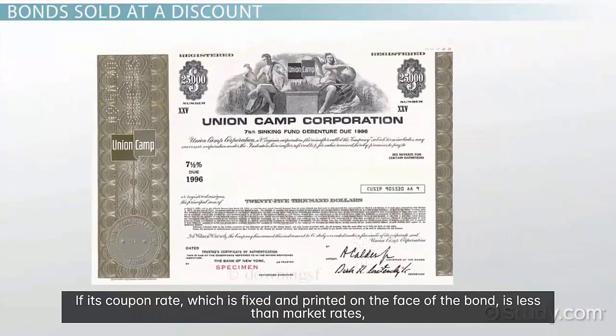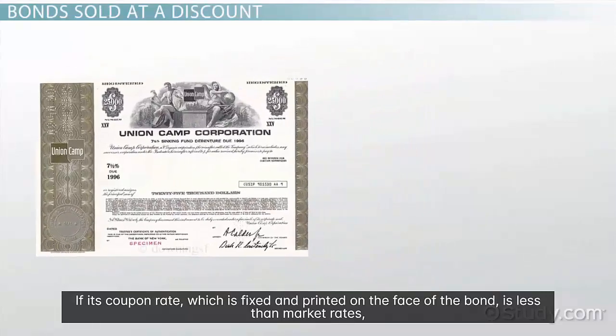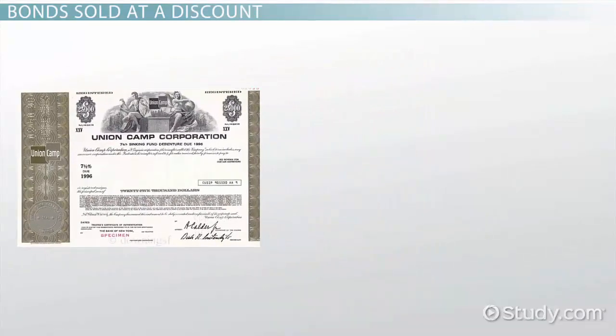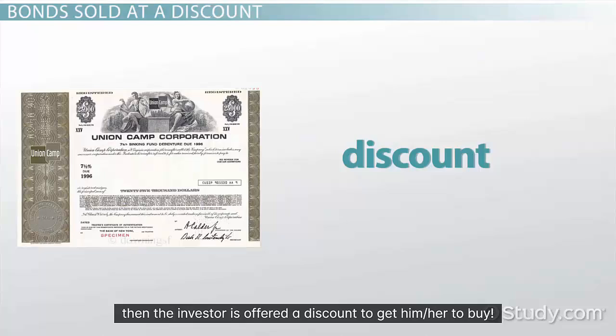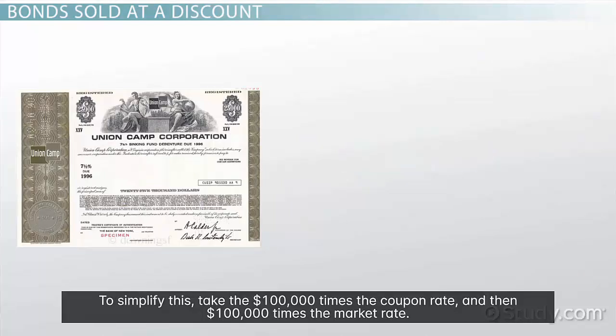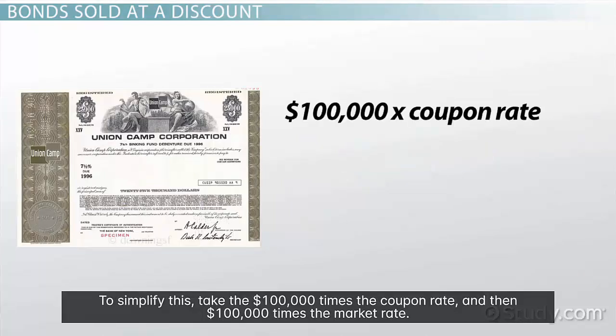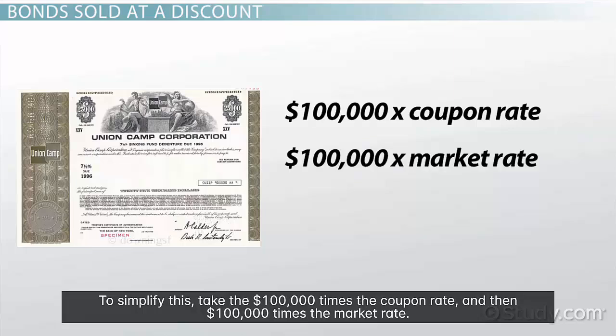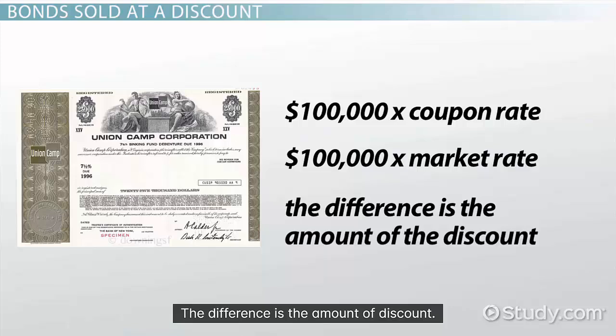If its coupon rate, which is fixed and printed on the face of the bond, is less than market rates, then the investor is offered a discount to get him or her to buy. To simplify this, take the $100,000 times the coupon rate, and then $100,000 times the market rate. The difference is the amount of discount.